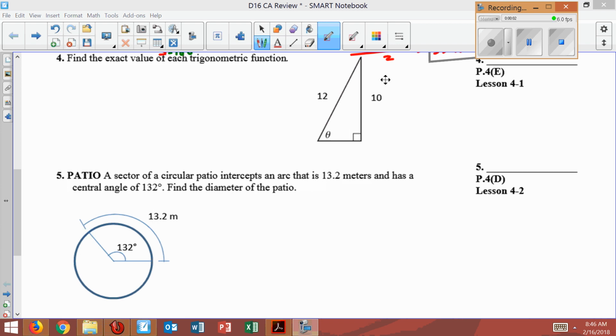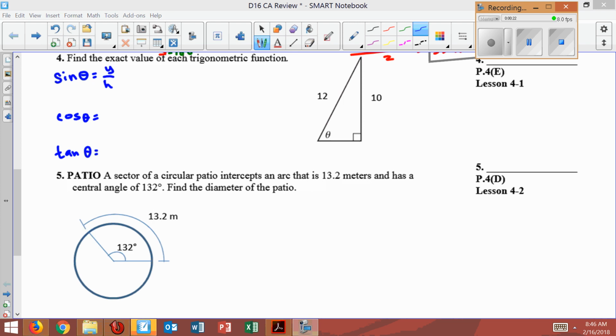Number 4, find the exact value of each trigonometric function. So we've got to find what sine theta equals, what cosine theta equals, and what tangent theta equals, and then we'll find their reciprocal functions as well. As a reminder, the song we've been saying all 6 weeks is sine is y over h, cosine is x over h, tangent is y over x.